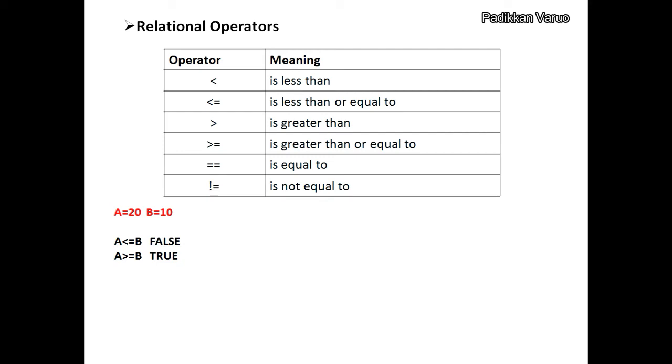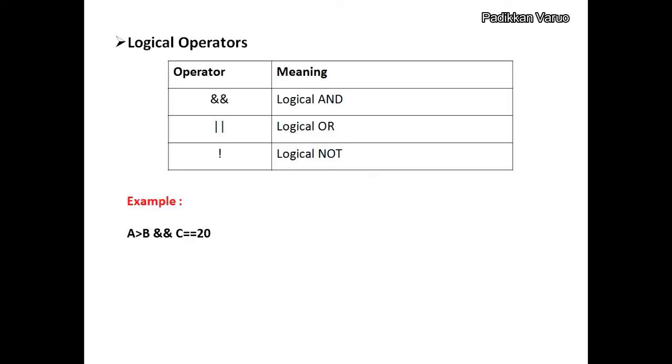In the second case, a greater than or equal to b. So 20 greater than or equal to 10. 20 is greater than 10, so we can say that the condition is true. So we are relating the values, or making a comparison of the values, between the two operands or between the two variables. For that purpose, we are using the relational operators. Relational expressions are used in decision statements such as if and while, to decide the course of action of a running program. So there comes the importance of the relational operators.